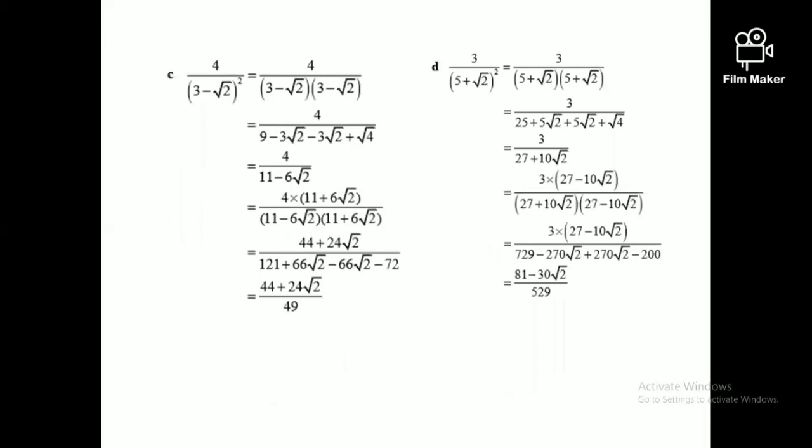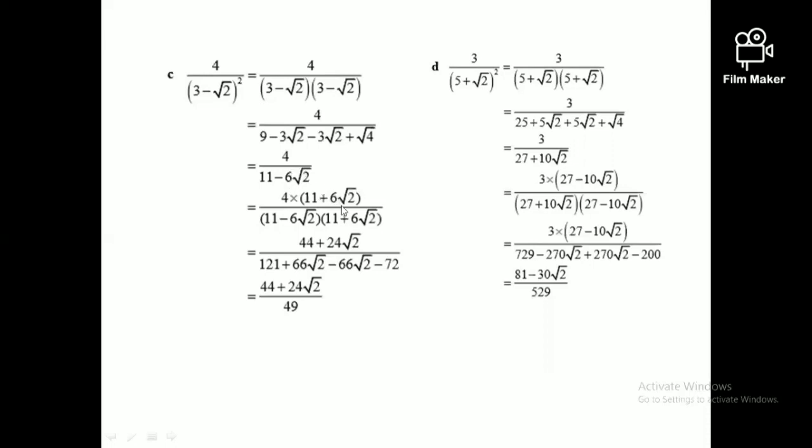Then in this question, part C is 4 over (3 minus root 2) whole squared. So that means 4 divided by (3 minus root 2) into (3 minus root 2). Then if you expand the brackets, you will obtain 3 into 3, 9. 3 into minus root 2 is minus 3 root 2. Minus root 2 into 3 is minus 3 root 2. Minus root 2 into minus root 2 is plus root 4. Root 4 is how much, children? 2. 9 plus 2 is 11. Minus 3 root 2 minus 3 root 2 is minus 6 root 2.